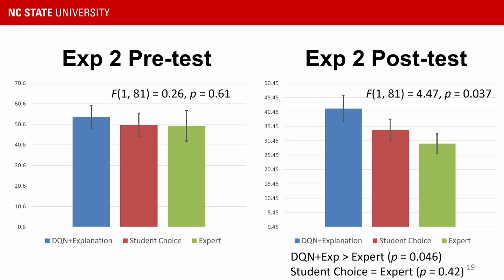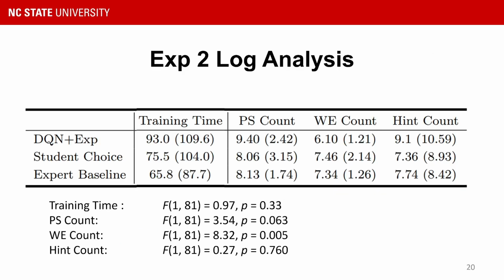A one-way ANCOVA test using the pre-test score as a covariate and the group as a factor showed a significant difference among the three groups on the post-test score, and subsequent pairwise ANCOVA tests found a significant difference between the DQM plus explanation group and the expert group, so the DQM plus explanation group outperformed the expert group in the post-test. We also performed a log analysis on the three groups.